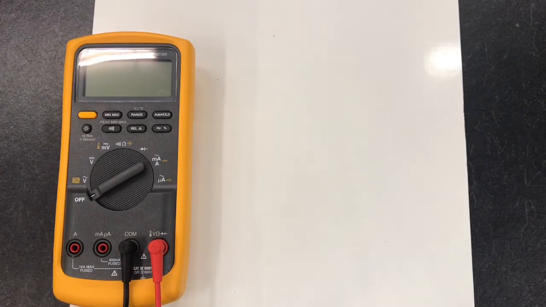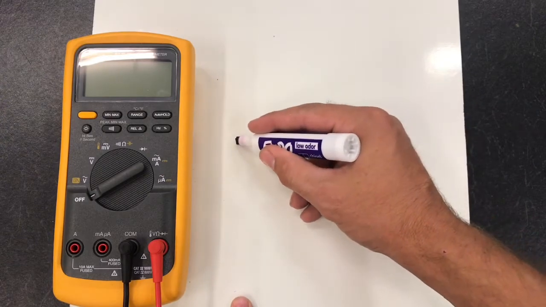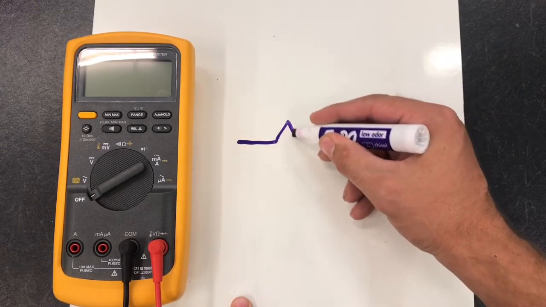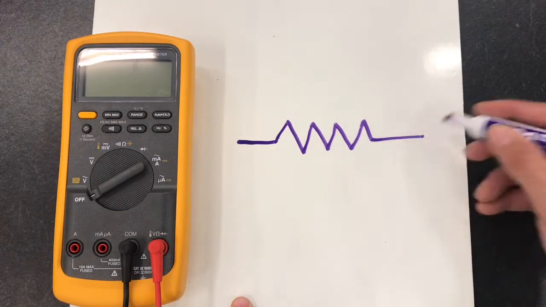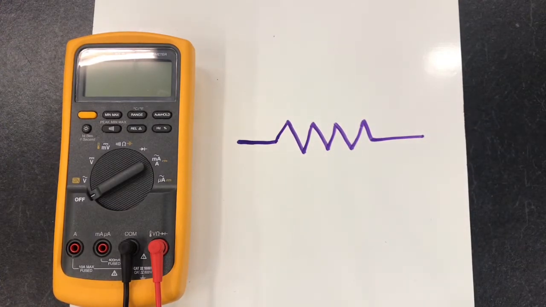Okay, so now we're going to talk about a resistor. And when we're talking about a resistor, we're talking about a symbol that looks like this. And a resistor is a fixed item. And when I say fixed, I mean whatever the resistance is, it's not going to change. So if you want to change the resistance, you have to use something called a variable resistor. But for this lesson, we're talking about fixed resistors.